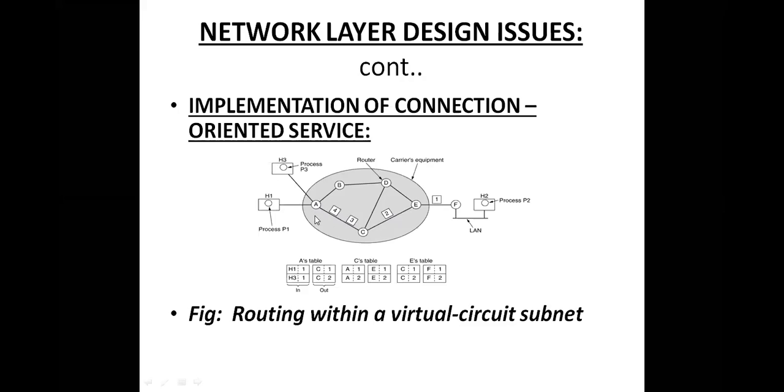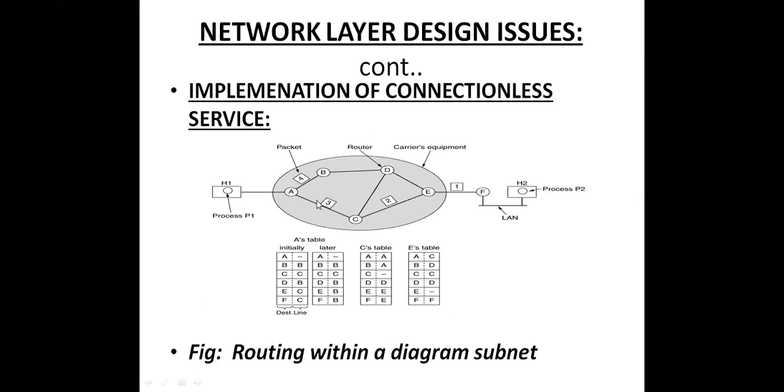And the next one, for example, if this particular router C fails in the case of connection oriented service, we cannot transfer the packets to the destination by using this particular connection. That means if one router fails, we cannot communicate to the destination. Whereas in the case of connectionless service, for example, if C fails, no problem. We can go via B. If there is a problem with C, we can go via B.